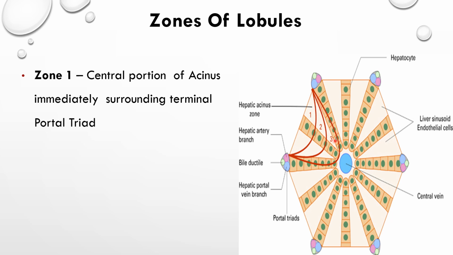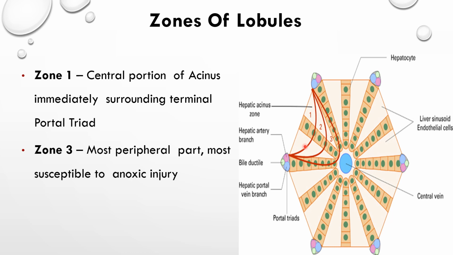So here is a different picture. Here you can see zone 1. Zone 3 is the most peripheral part. Here it is, which is away from the portal tract, right? From where the vessels from the outside reach the center. So from the outside it reaches the inside. Here it is very well oxygenated and here it is little oxygenated. So the portion which is away from the very well oxygenated area is most susceptible to the anoxic injury.